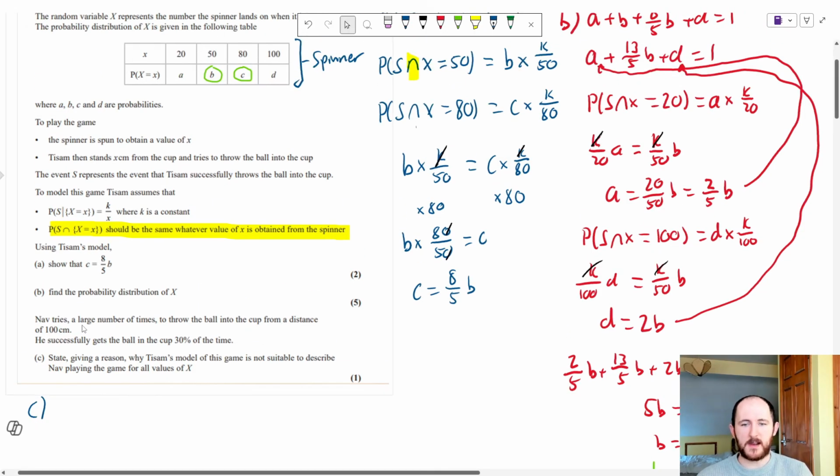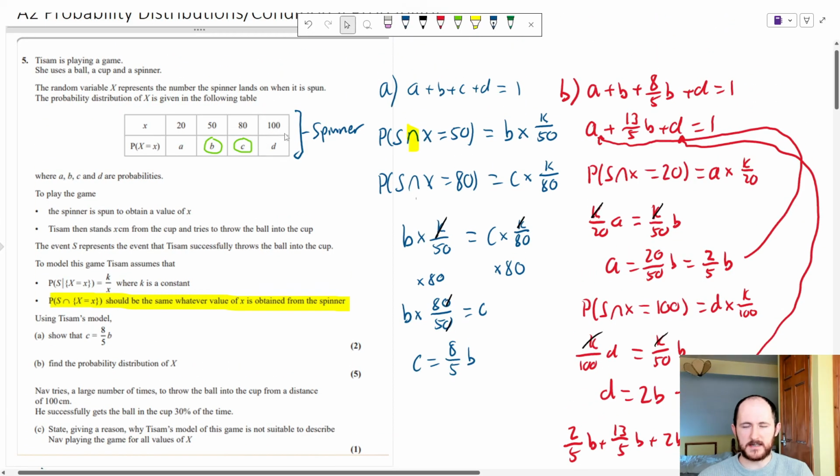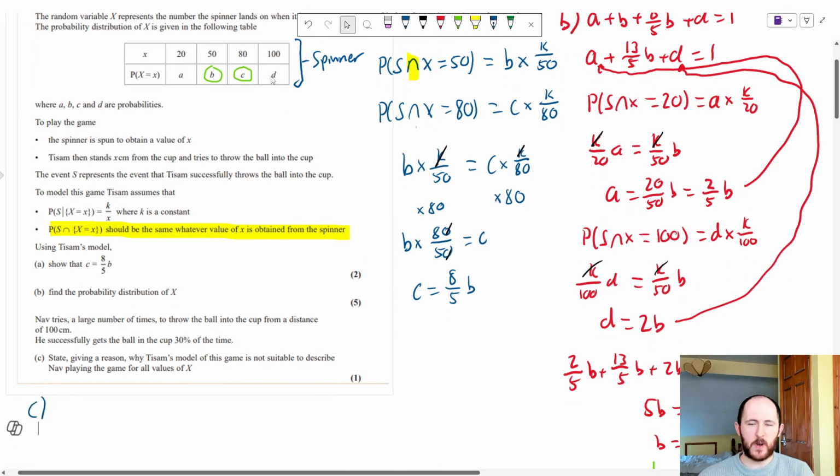So Nav tries a large number of times to throw the ball into the cup from a distance of 100 centimetres. He successfully gets the ball in the cup 30% of the time. State giving a reason why TISM's model of this game is not suitable to describe Nav playing for all values of x. So 100 centimetres, by the way, is just this distance here, so it's D. So we could work out the probability of getting D, which is essentially what we have to do, by the way.